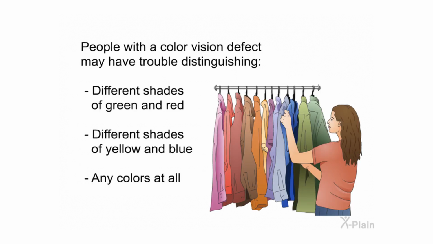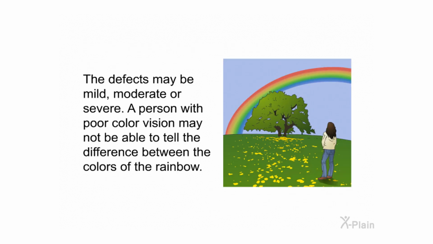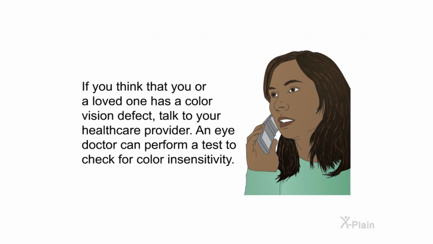People with a color vision defect may have trouble distinguishing different shades of green and red, different shades of yellow and blue, or any colors at all. The defects may be mild, moderate, or severe. A person with poor color vision may not be able to tell the difference between the colors of the rainbow. If you think that you or a loved one has a color vision defect, talk to your healthcare provider. An eye doctor can perform a test to check for color insensitivity.